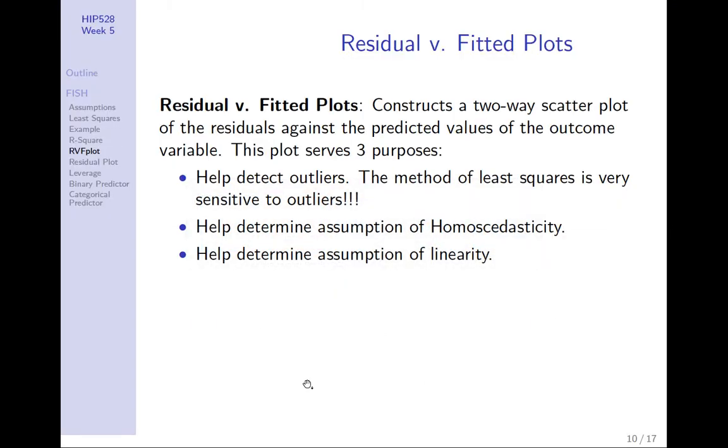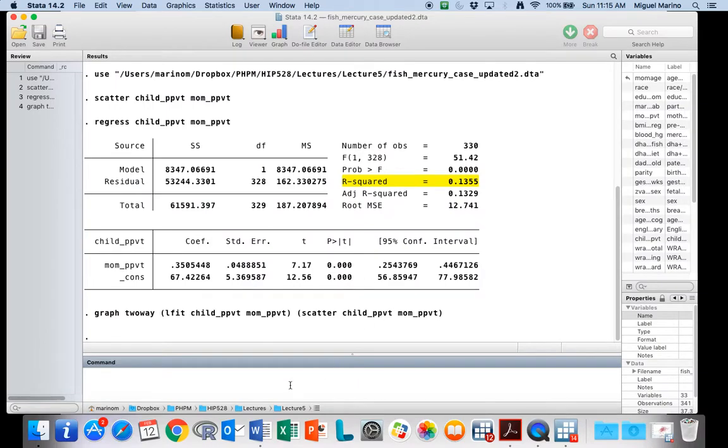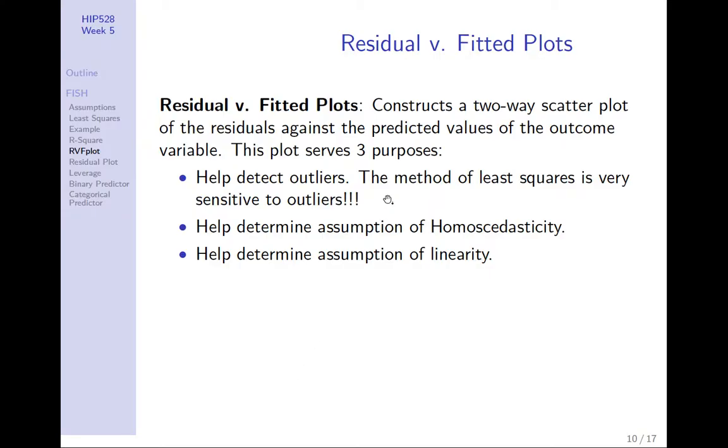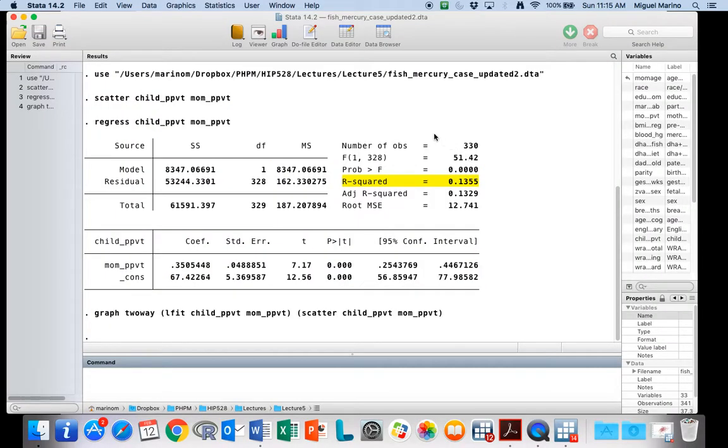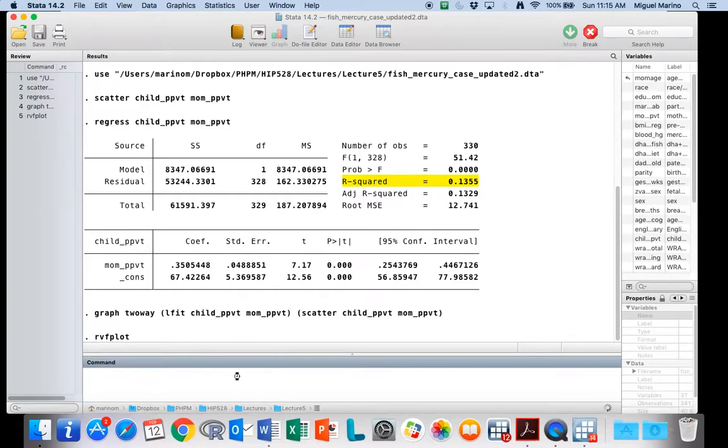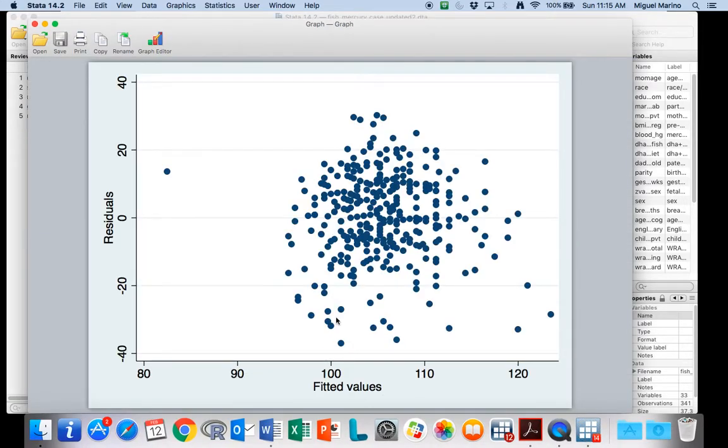So if we wanted to construct a two-way scatter plot, just for the sake of it, because I don't think we covered this example. If you want to do a residual versus fitted plot, you first run your regression, and then you can type in rvfplot, and it gives you the residual versus fitted plot. Again, what you want to see is a random scatter, almost like you took a shotgun to a wall, and we do see that, right?